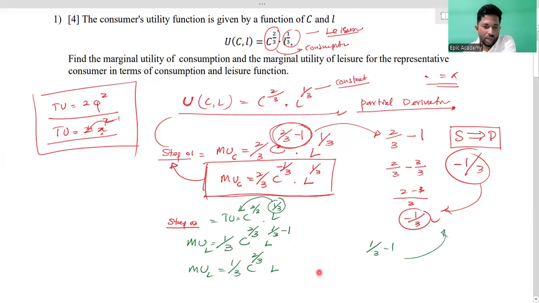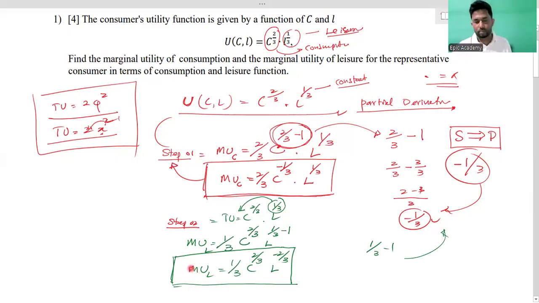Or you can utilize the same methodology. So then what happened? Minus 2 divided by 3. Yeah. So this is the equation. You can say that this is the marginal utility for leisure. What is the meaning of that? Just here, you have to identify.